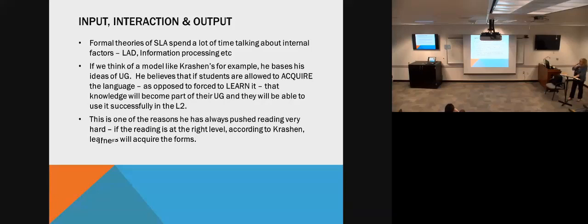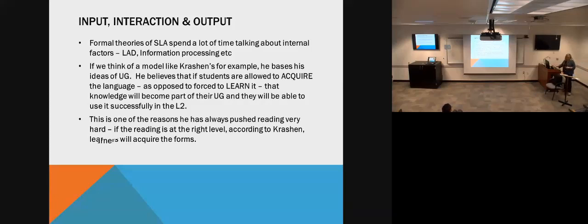If we think of a model like Krashen's, he bases his idea of input on UG. He says that if students are allowed to acquire the language as opposed to learn it, that knowledge will become part of their UG and they'll be able to use it successfully in L2. What hypothesis was that inside the monitor model? Big hint at the top of the page. Interaction. It's the input hypothesis. That's absolutely right, Diego. Yes, indeed.